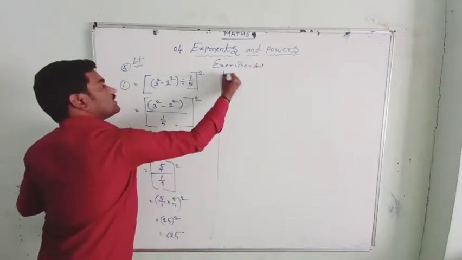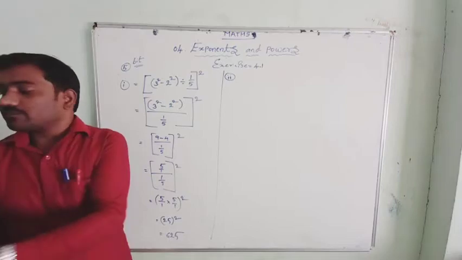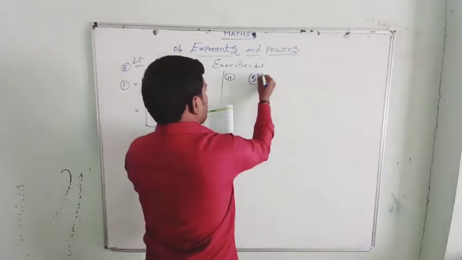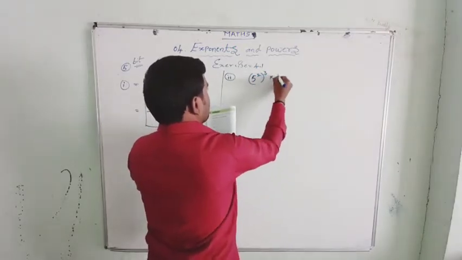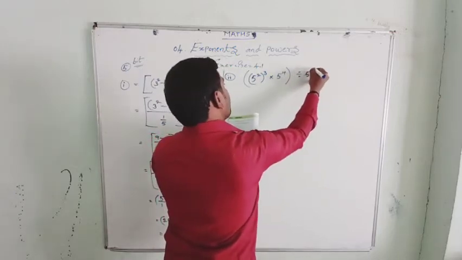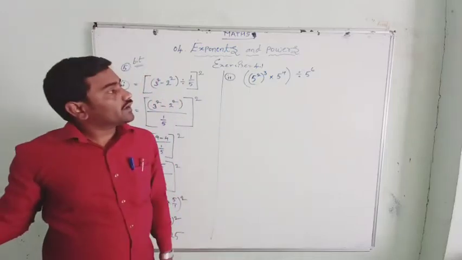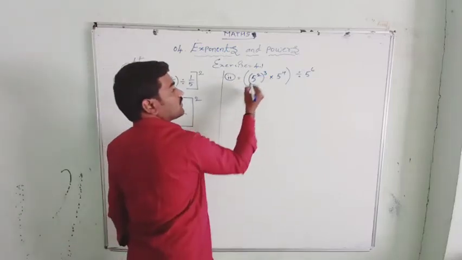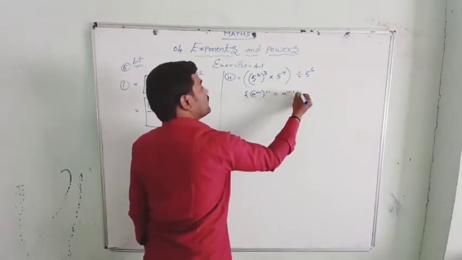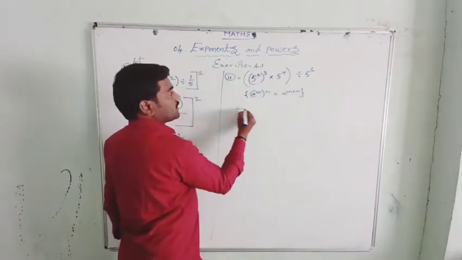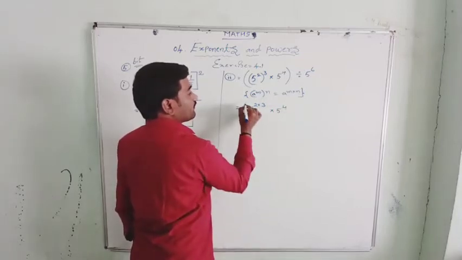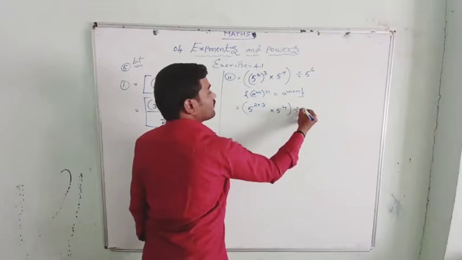And we go for the second one in the fifth bit. (5 to the power of 2) whole to the power of 3 into 5 to the power of 4, it is divided by 5 to the power of 6. Okay, let us do this first. Here we can use one formula, that is (a to the power of m) to the power of n equal to a to the power of m into n. Here this 2 we can multiply. See, 5 to the power of 2 into 3 into 5 to the power of 4, this is divided by 5 to the power of 6.